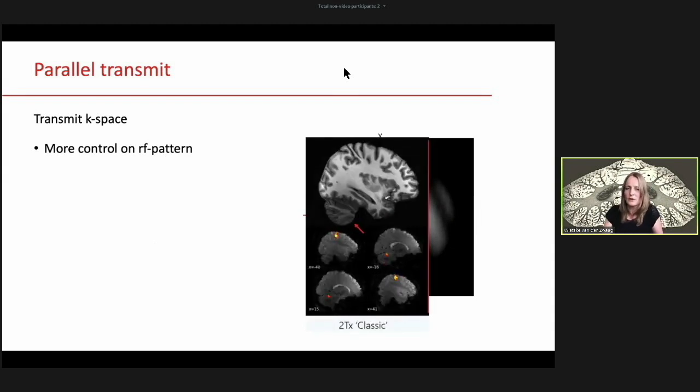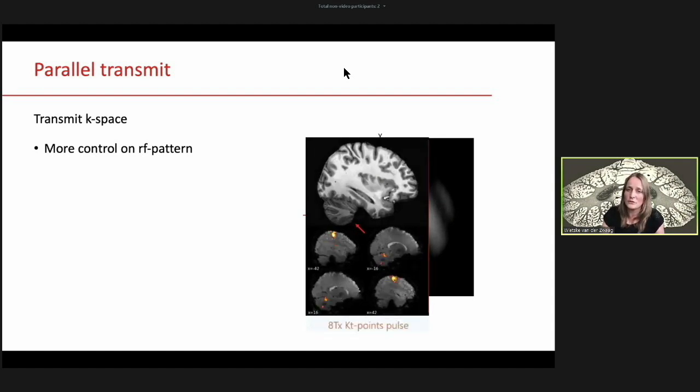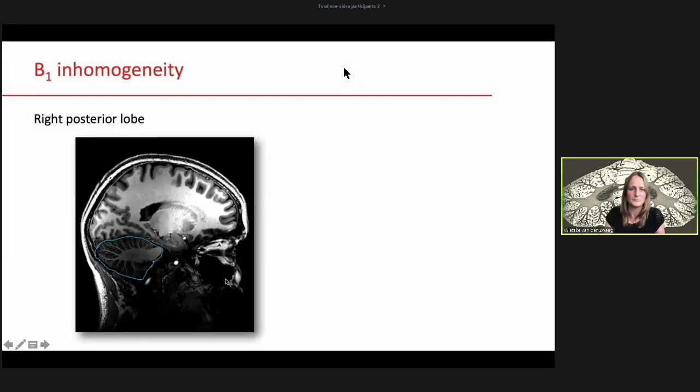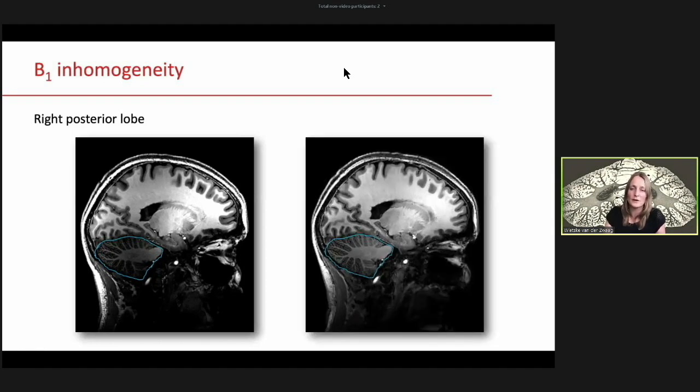So if we're acquiring data in a standard way, then we see a signal loss. If we're then using this KT points pulse, where we're exciting points in the transmit K-space, then we see that there's not only more signal in the anatomy, but there's also now a much stronger activation cluster in the cerebellum. So just to do that on a little bit bigger image, we're comparing the same brain, same region within that blue line. There's not only more signal, but it also translates into more BOLD signal.